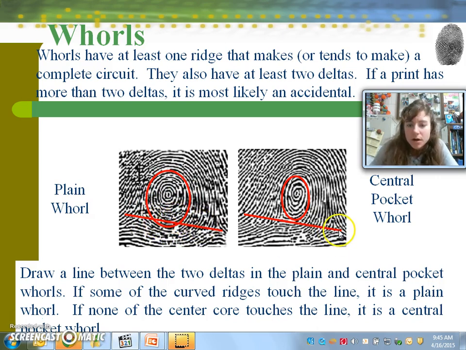Central pocket whorl: the line from delta to delta, let's see, where's that second delta? Right in here, does not intersect the circles, and so that's a central pocket whorl.